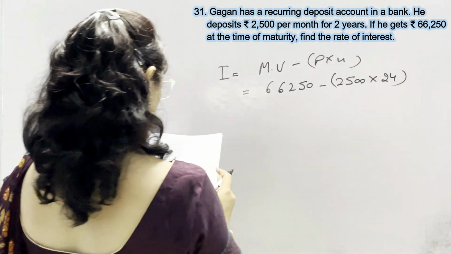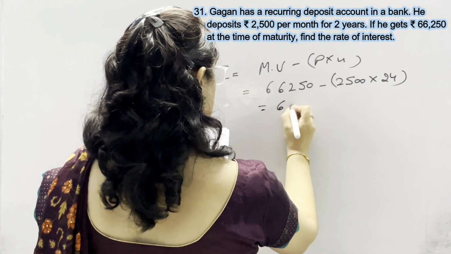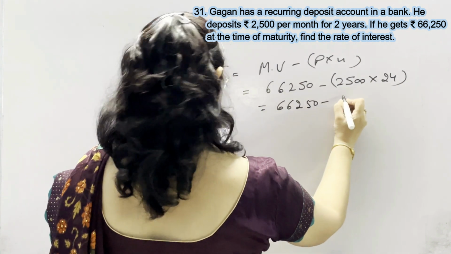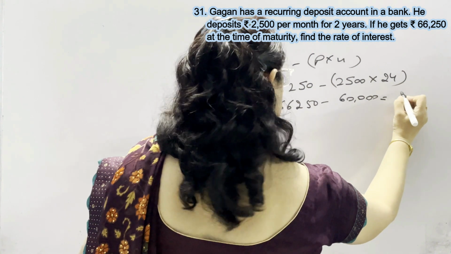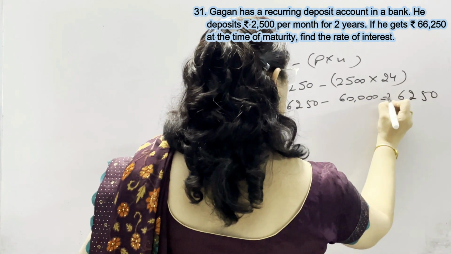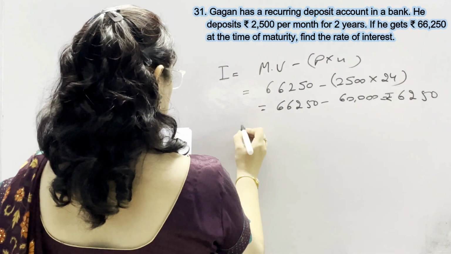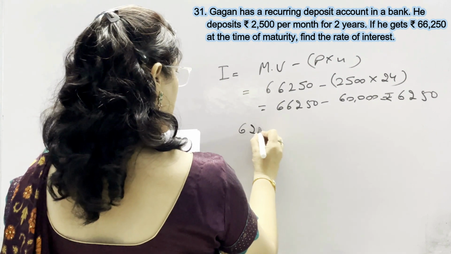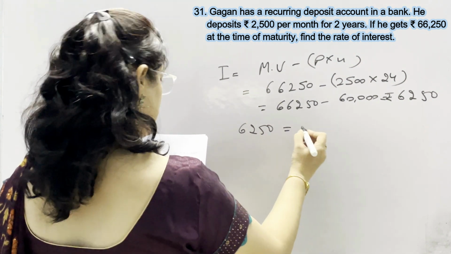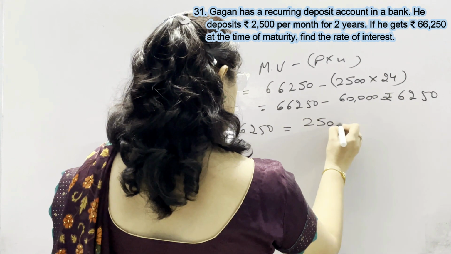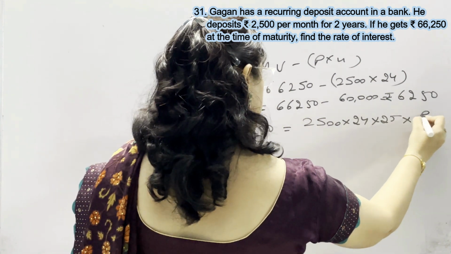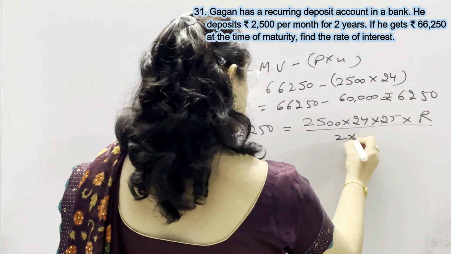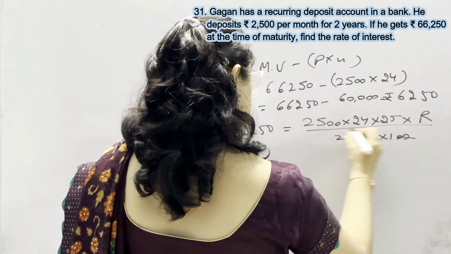It means 24. So 66,250 minus 60,000 and interest is 6250 rupees. Now I is equal to, I means this much, 6250 is equal to P into N plus 1 into rate we need to calculate, then 2 into 12 into 100.